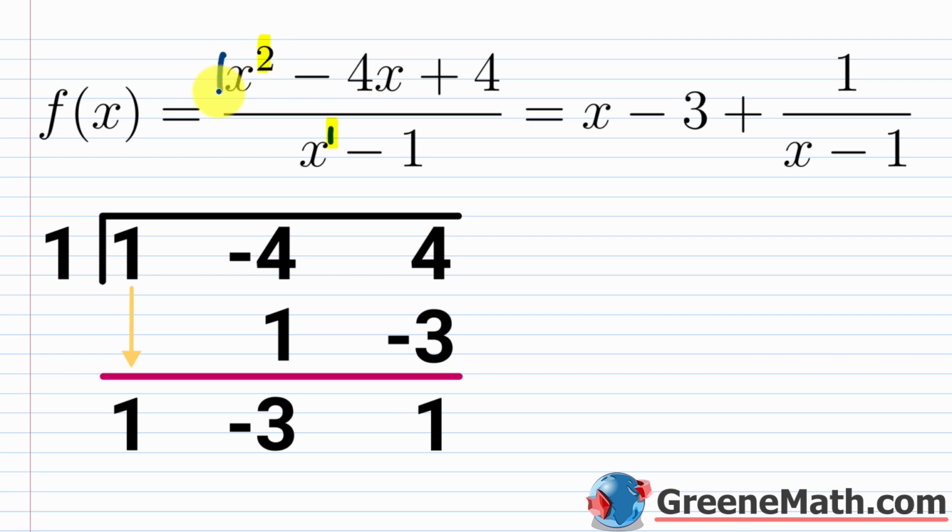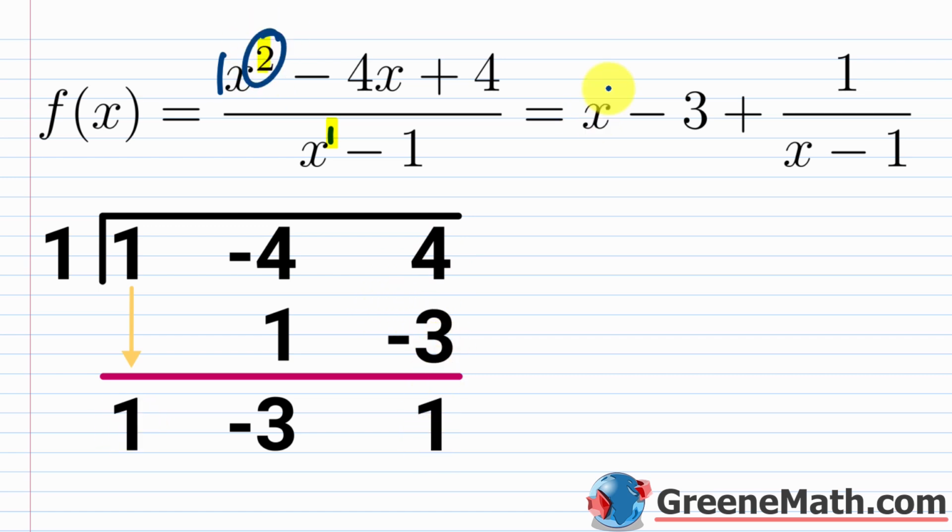So this coefficient is a 1. That's why you have a 1 there. This is negative 4, and then this is a 4. So 1, negative 4, and 4. This is in the form of x minus k. So your k here is 1, so that goes out here. Drop this down. 1 times 1 is 1. Negative 4 plus 1 is negative 3. 1 times negative 3 is negative 3. 4 plus negative 3 is 1. So you get 1 as the coefficient for x.